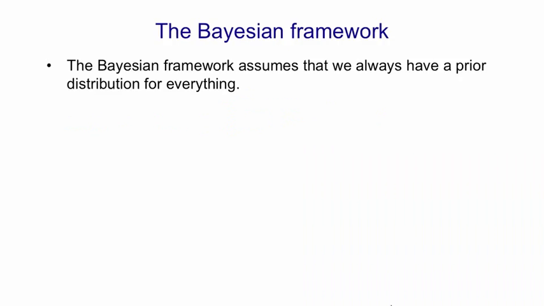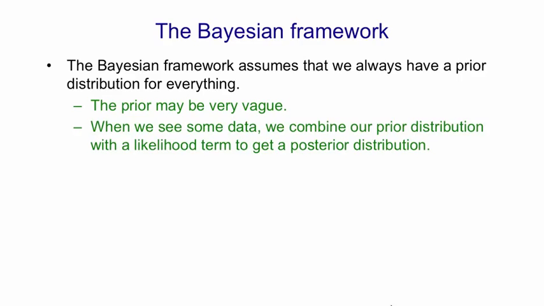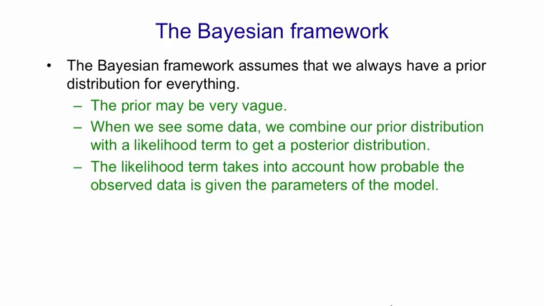The Bayesian framework assumes that we always have a prior distribution for everything. That is, for any event you might care to mention, I have to have some prior probability that that event might happen. The prior might be very vague. So what's happening is, our data gives us a likelihood term, we combine it with our prior, and then we get a posterior.